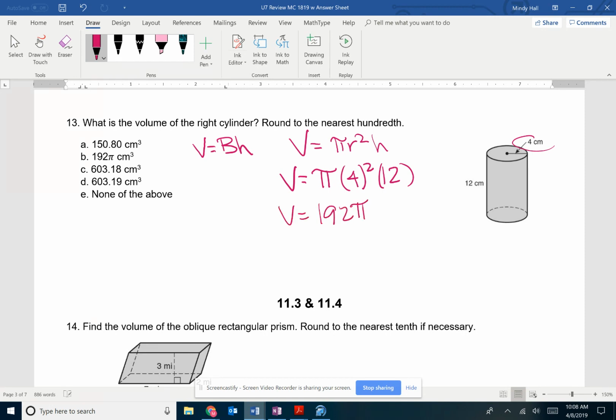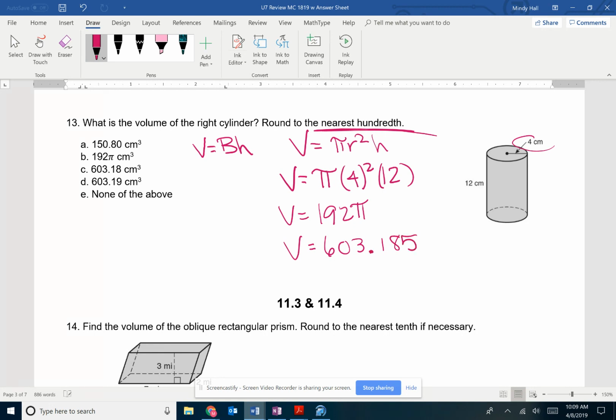And so because they're asking us to round to the nearest hundredth, that's where you need to be careful because it is 192 pi, which is B, but because we want nearest hundredth, we'll just multiply by pi. And that gives us a volume of 603.185.